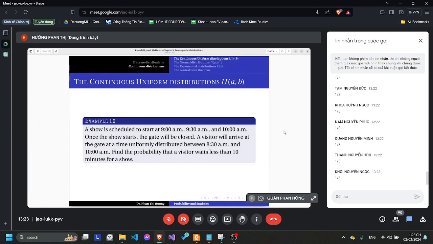It's given that we have 3 slots for the shows at 9 a.m., 9:30, and 10. Once the show starts, the gate will be closed. A visitor will arrive at the gate at a time uniformly distributed between 8:30 a.m. and 10 a.m. What is the probability that the visitor needs to wait less than 10 minutes for a show?